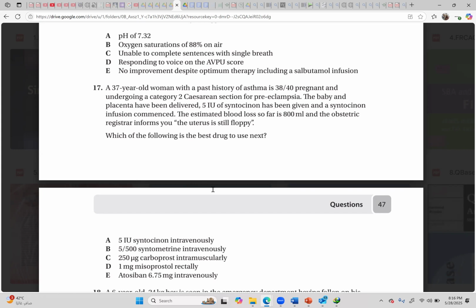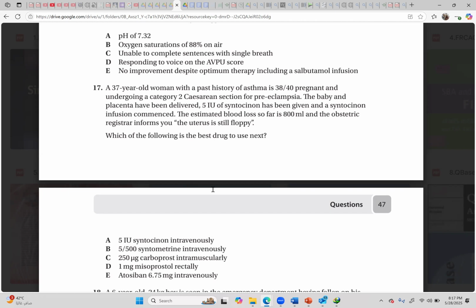5 international units of syntocinon given and syntocinon infusion commenced. The estimated blood loss so far is 800 ml and obstetrics informs you the uterus is still floppy. Which of the following is the best drug to use next? So now you should know what the different options are. One is syntocinon, which they have used. The other is ergot. The third is misoprostol or prostaglandin, and the fourth one is PGF2 alpha.